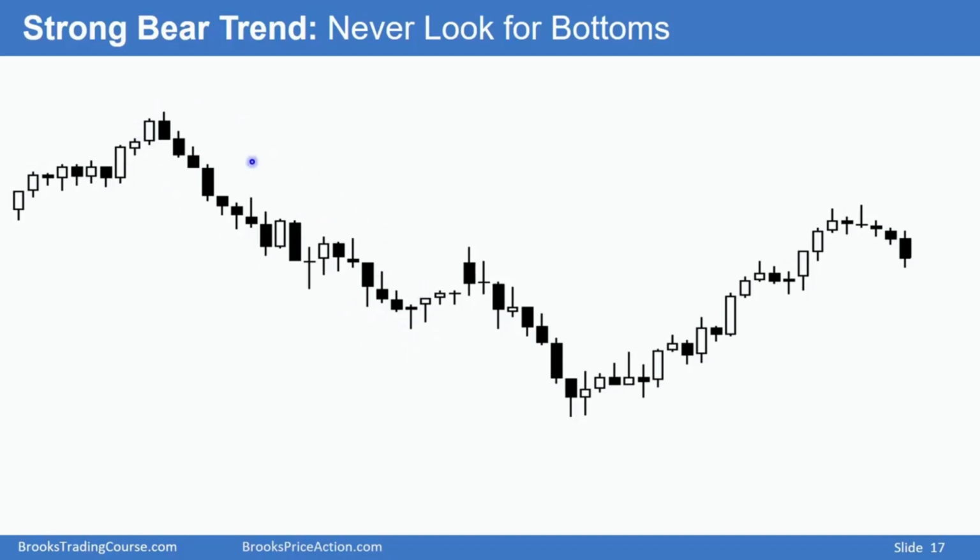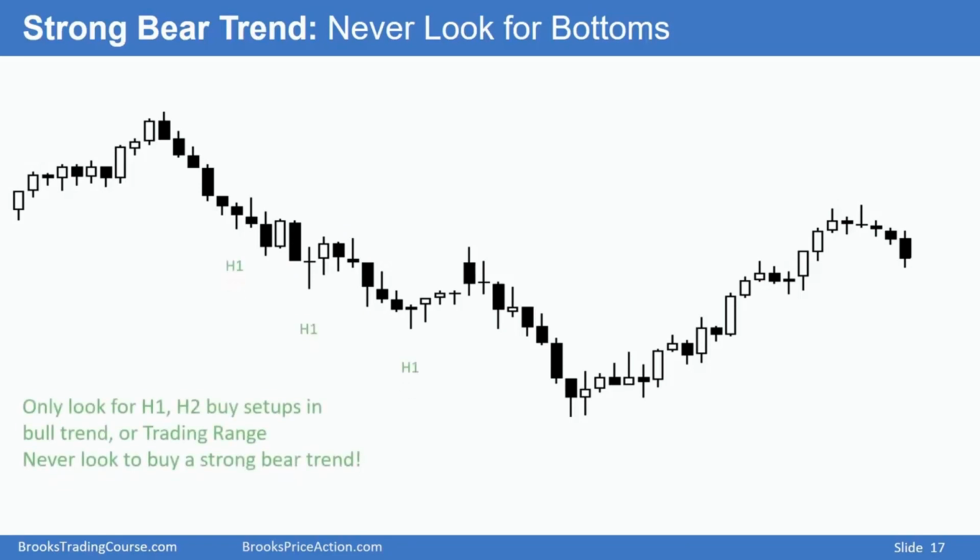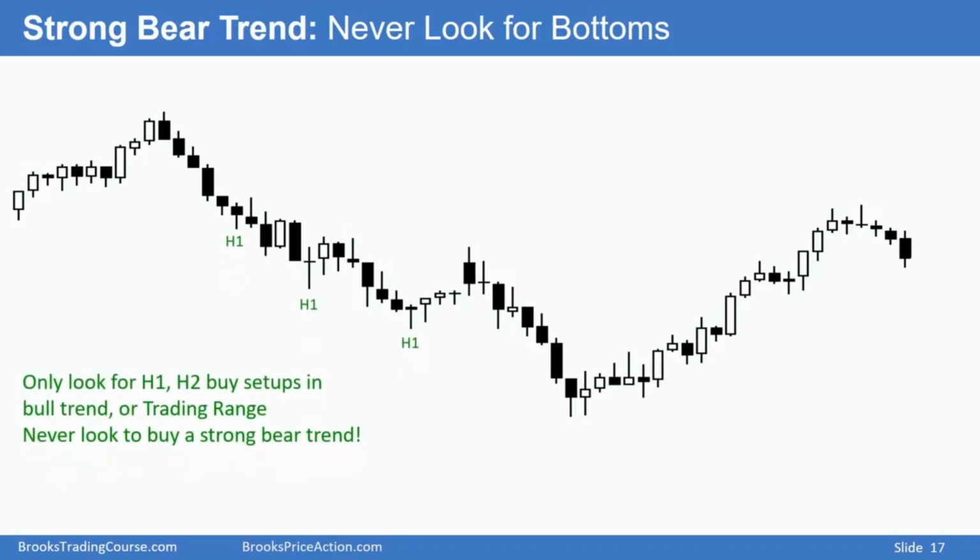You don't want to be looking to buy when the market looks like this. The pullbacks are lasting only 1 bar, maybe 2 or 3 bars, and they're not going up very far. The channel down is very tight. So in a bear trend, you should not be looking for high 1 or high 2 or high 3 buy setups.